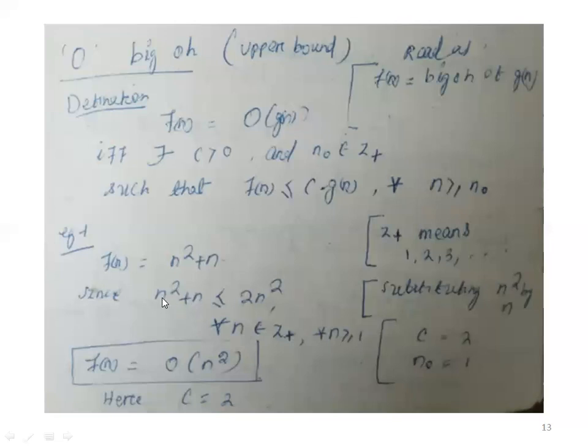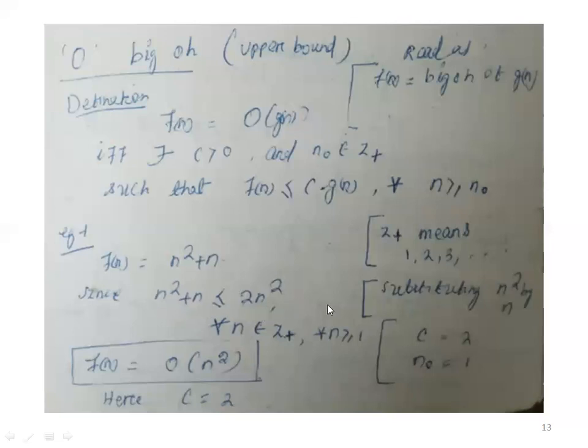If we take the value of n equal to 1, then 1² + 1 is 2, which is less than or equal to 2 times 1², that is 2. So this is satisfied. If we take n as 2, this is also satisfied. If we take n as 3, this is also satisfied. So you take any value greater than or equal to 1, this inequality is satisfied.